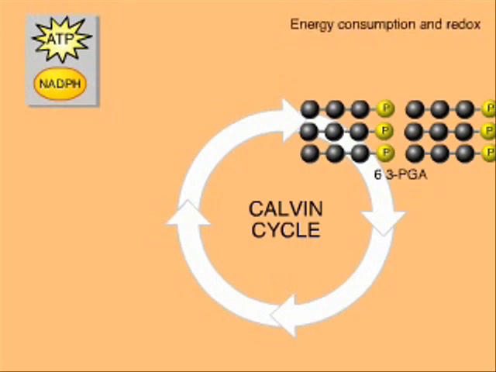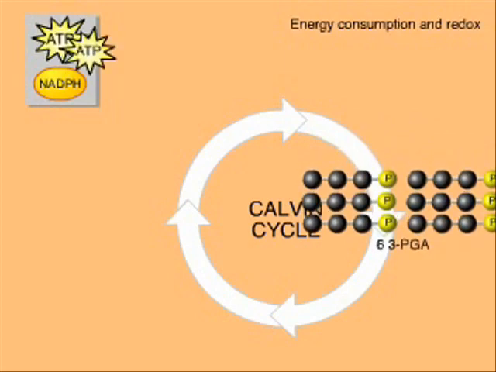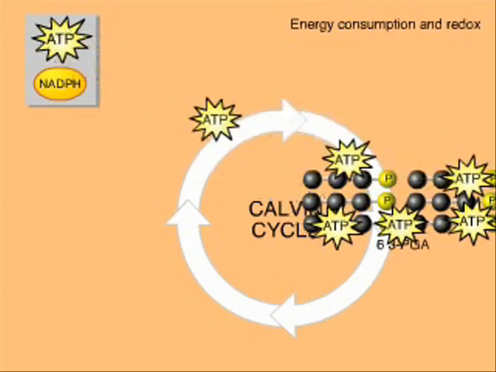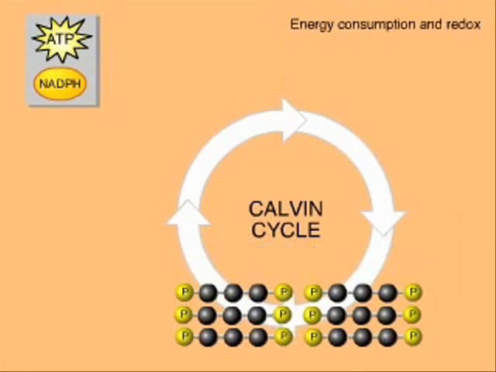In the next two reactions, products from the light reaction are used to boost the energy in these carbon molecules. First, high-energy phosphate groups are added. 6 ADP molecules contribute phosphate groups so that each carbon molecule receives an additional phosphate group.